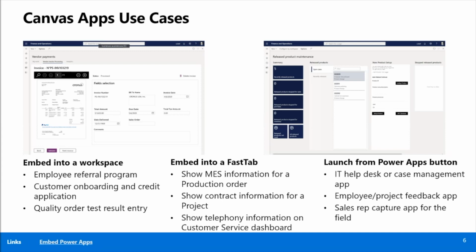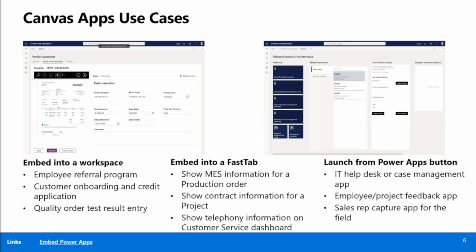One example is an employee referral program, a customer onboarding and credit application program, or a quality order test result entry. When we think about embedding into a fast tab, these scenarios and examples are oftentimes more specific to a particular record. So an example here is we might show some manufacturing execution information for a specific production order, or you might show contract information that's related to a project. And in another example, we might use and show telephony information for a customer service dashboard.